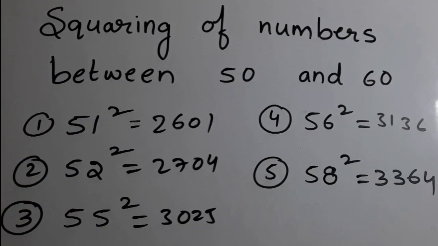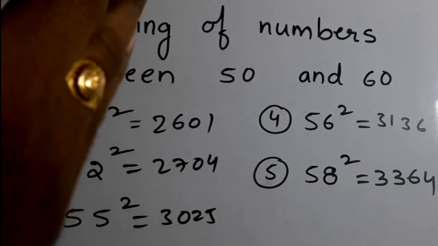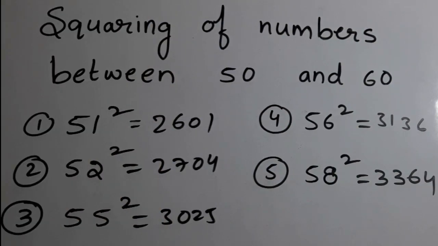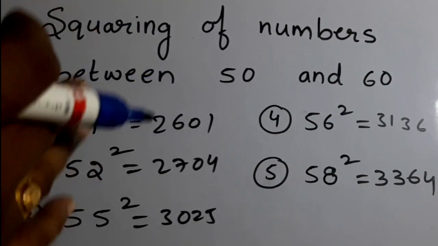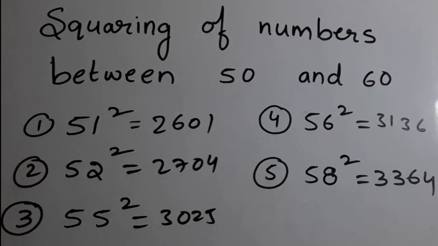in fraction of seconds. So here 51 square is nothing but 2601, 52 square is nothing but 2704, 55 square is nothing but 3025, 56 square is nothing but 3136, 58 square is nothing but 3364. So we wrote all the answers within fraction of seconds. Now I will teach you the trick. You can also write all the answers within fraction of seconds.